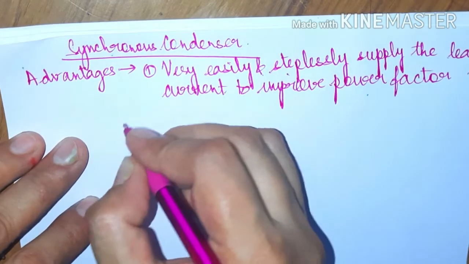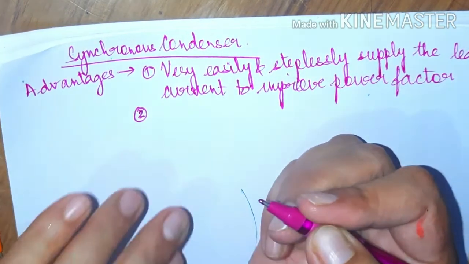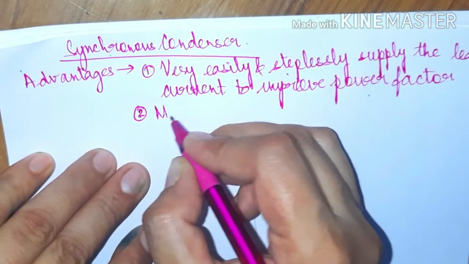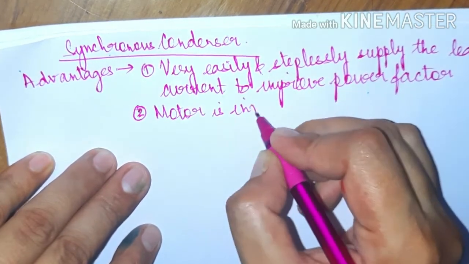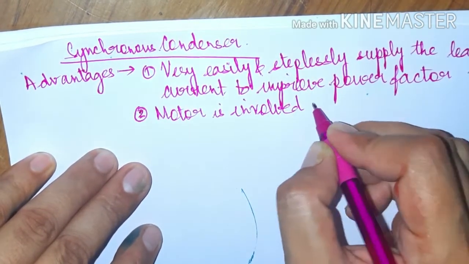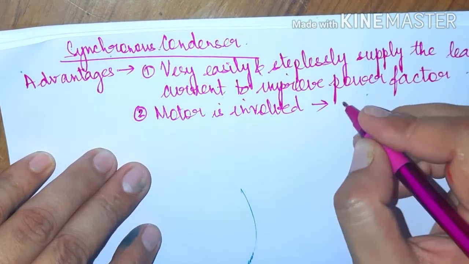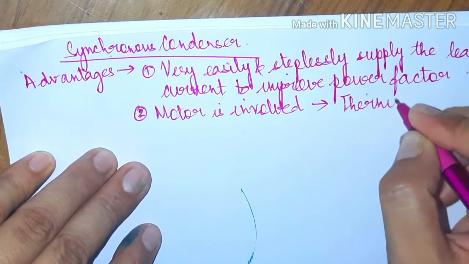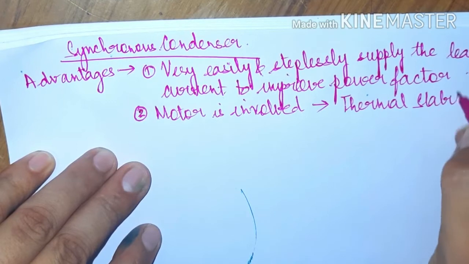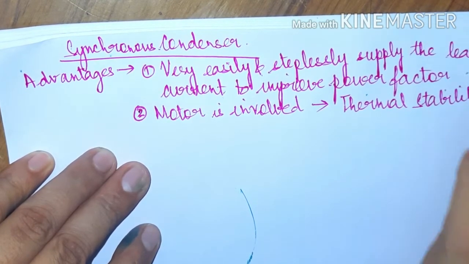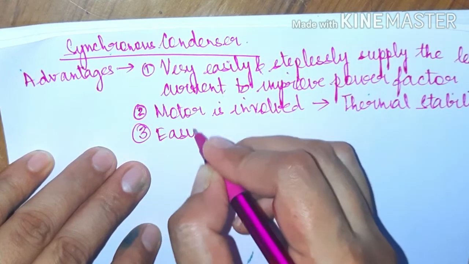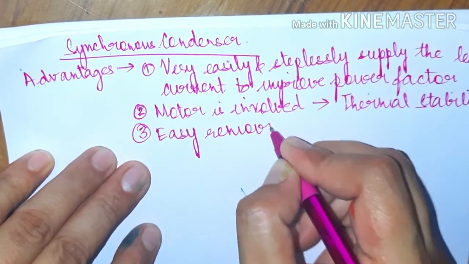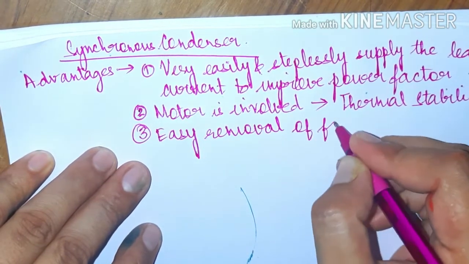Now secondly, since a motor is involved in this case, what happens when a motor is involved? It will have more thermal stability. Thirdly, easy removal of faults.